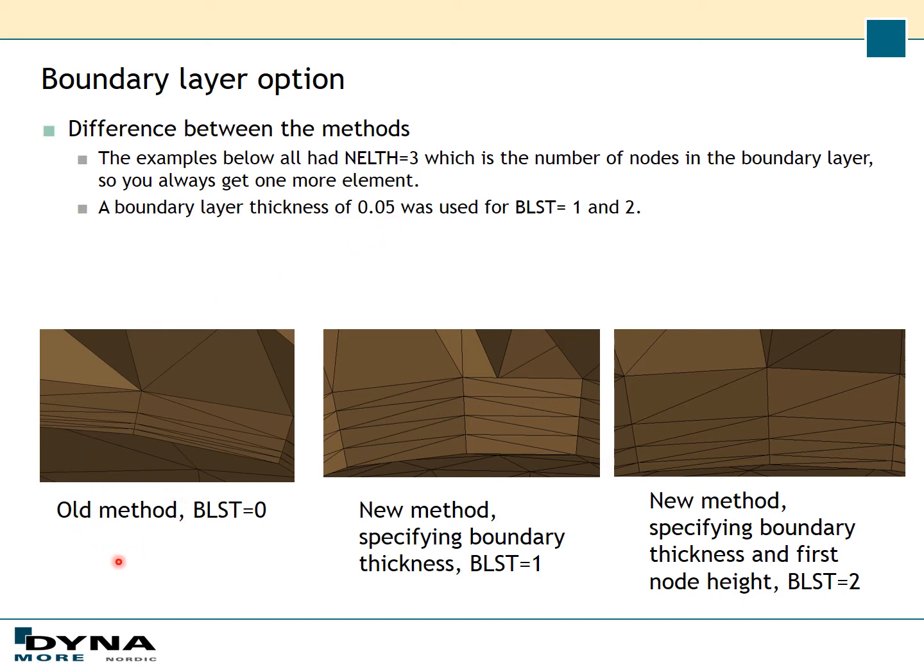So with the default method 0, the solver creates a boundary layer based on the surface mesh size. So the only thing you can control is the number of nodes in the boundary layer. With option number 1, you can specify the thickness of the boundary layer and also the number of nodes in the boundary layer. And with option 2, you can control both the thickness, the height of the first node, and the number of nodes in the boundary layer.